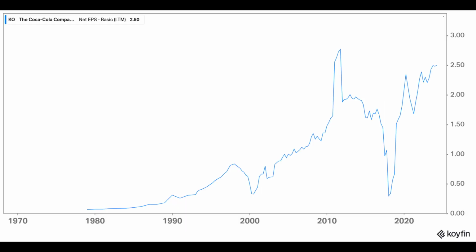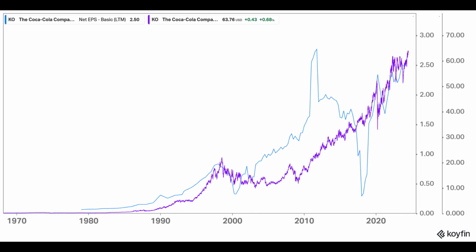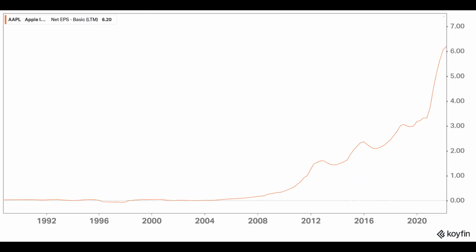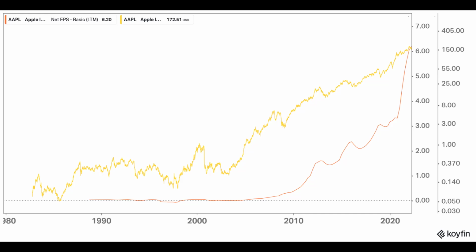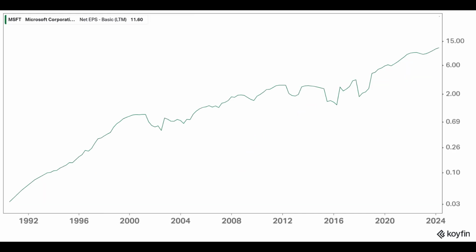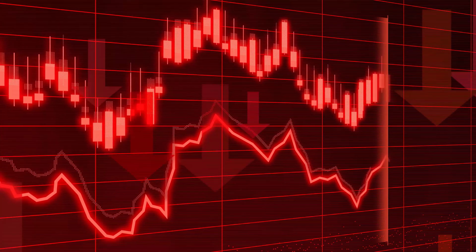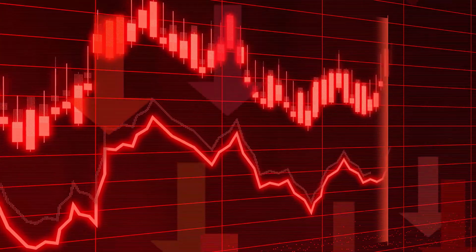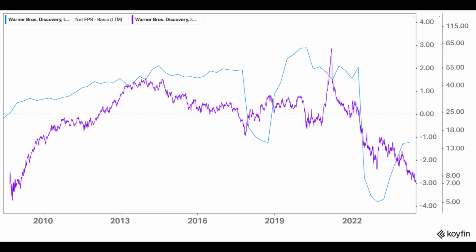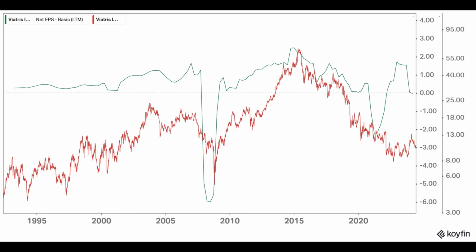Here's the EPS for Coca-Cola. And here is its share price. Here is the EPS for Apple. And here is its share price. Here is the EPS of Microsoft. And here is its share price. It works the other way too. Failure to grow EPS will result in a lower share price. Just look at Warner Brothers, Walgreens, and Beatrice.